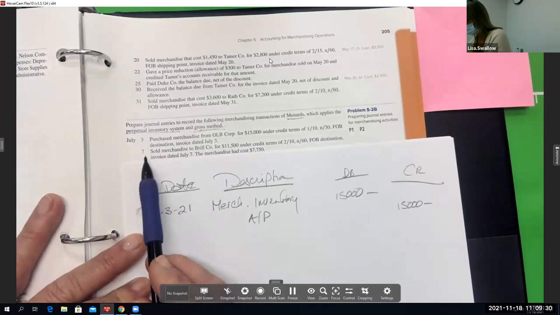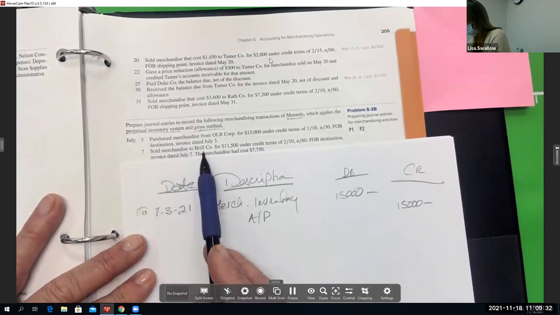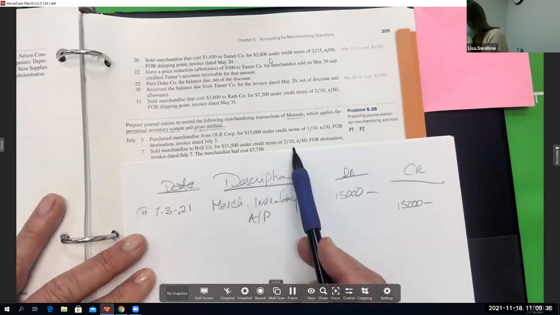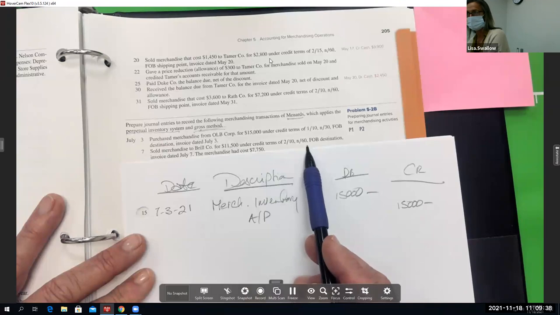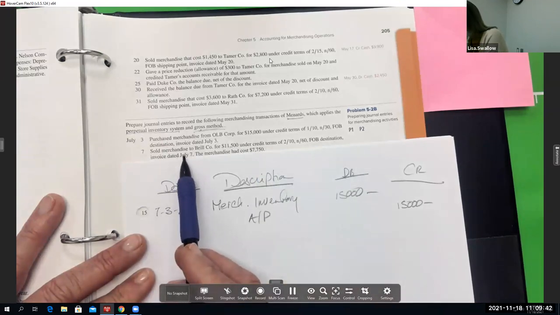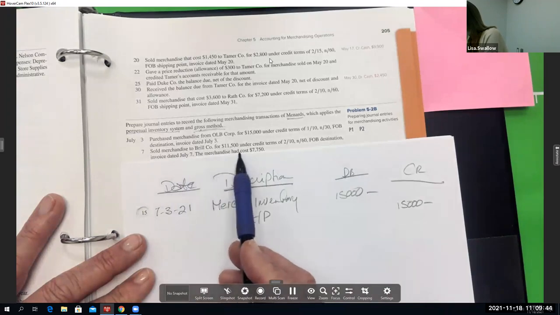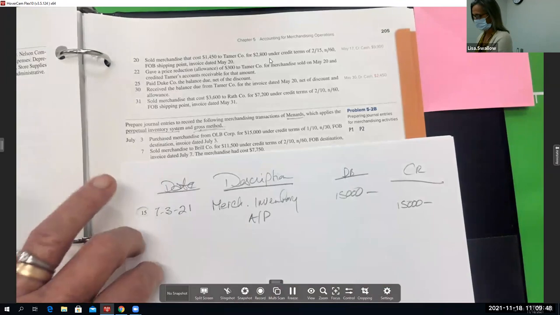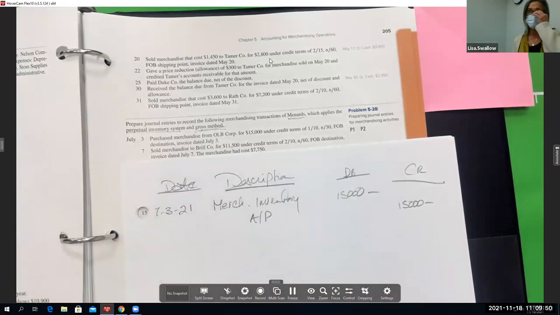Then I turned around on the 7th and I sold merchandise to Brill Company for $11,500. My credit terms were 2/10 net 60, free on board destination. And the invoice was dated July 7th. The merchandise that I sold them had cost $7,750. How many journal entries do you need? Two. Yep. Make that happen.